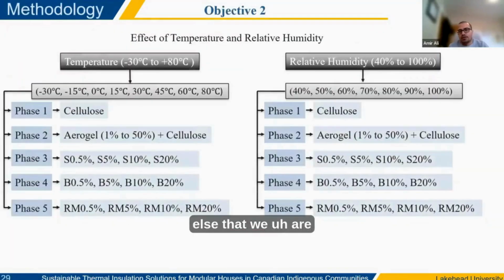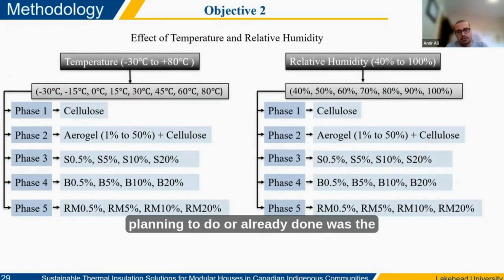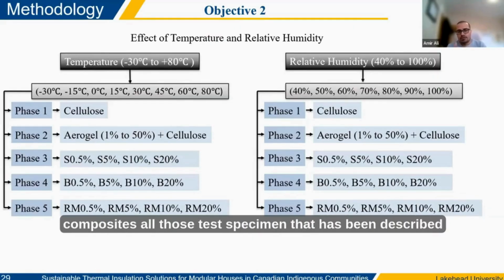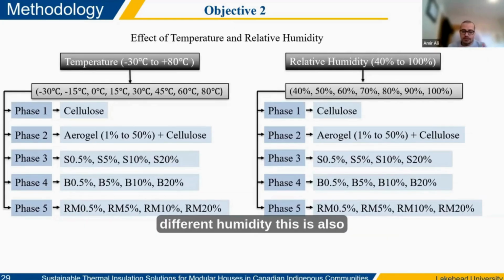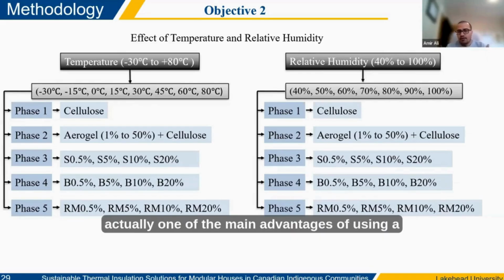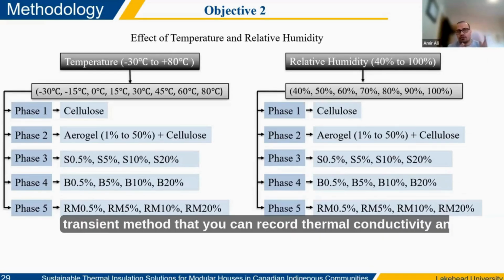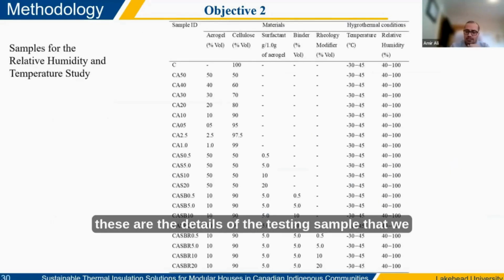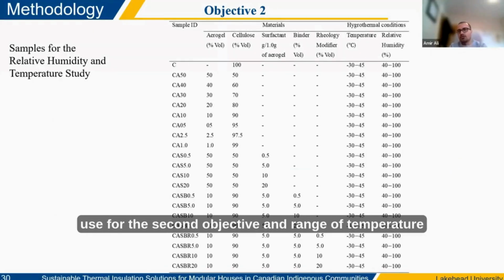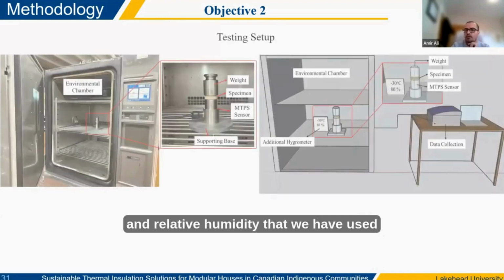Something else that we are planning to do or already done was achieving the thermal conductivity of the composites, all those test specimens that have been described previously, under different temperature and different humidities. This is also actually one of the main advantages of using a transient method, that you can record thermal conductivity under different temperature and different relative humidities. And these are the details of the testing sample that we use for the second objective, and the range of temperature and relative humidity that we have used.